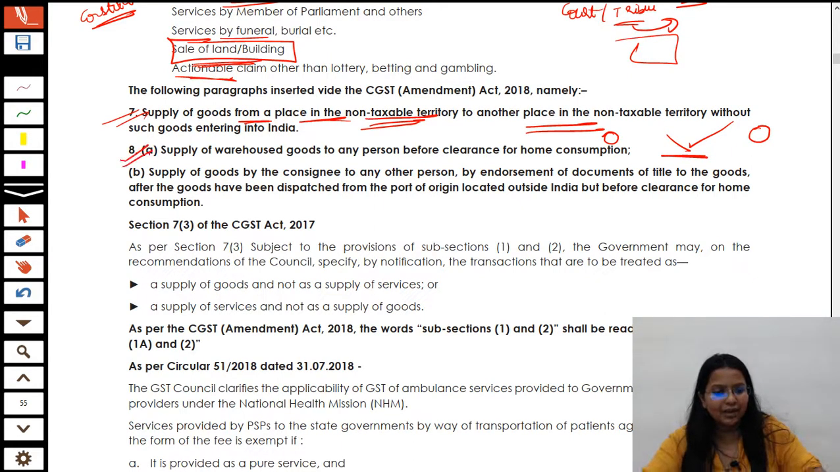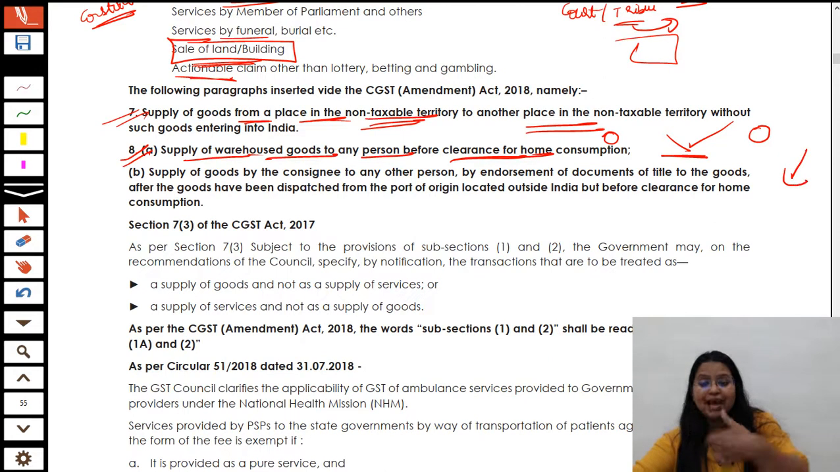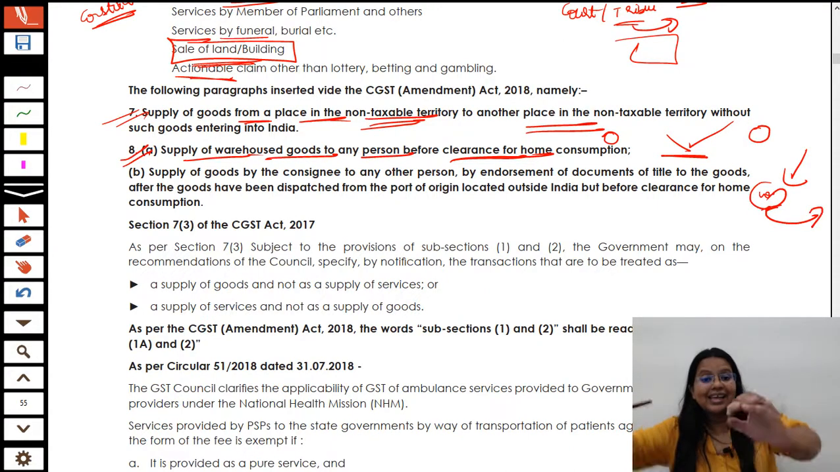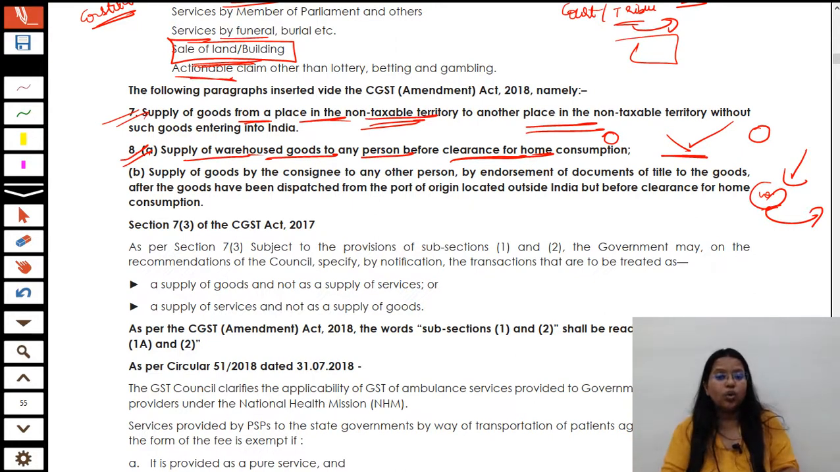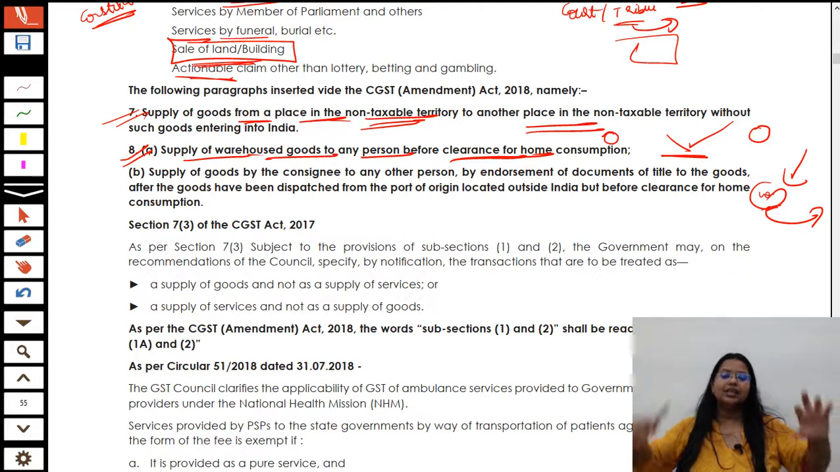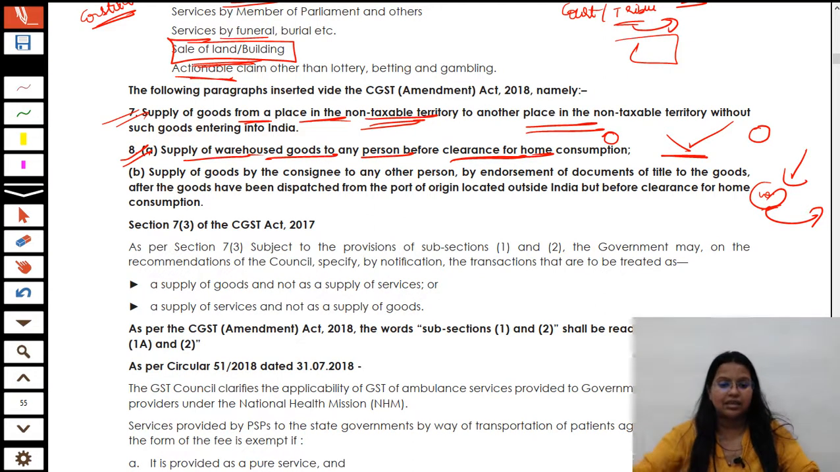Second, students, point number 8: supply of warehouse goods to any person before clearance for home consumption. It means if a person has imported some goods, and those warehouse goods have been supplied to any other person even before coming for the clearance for home consumption. So in that case, the person has imported some goods, those goods are in the warehouse, it means a bond has been signed, customs part, yes. But now the person has supplied those goods from the warehouse to another person even without clearing for home consumption, so this is a negative list.